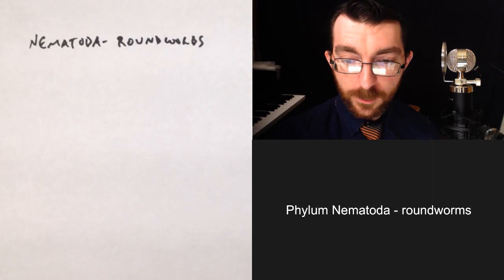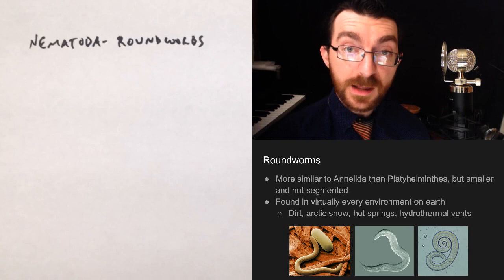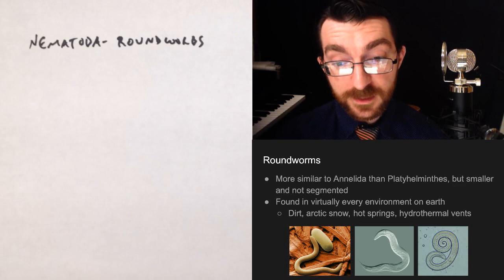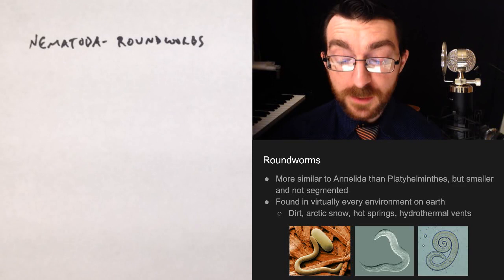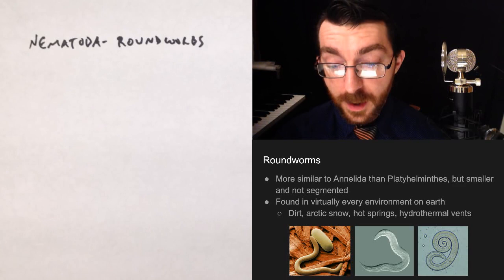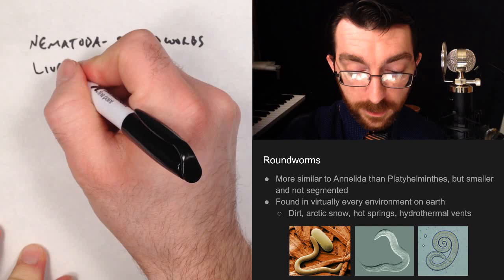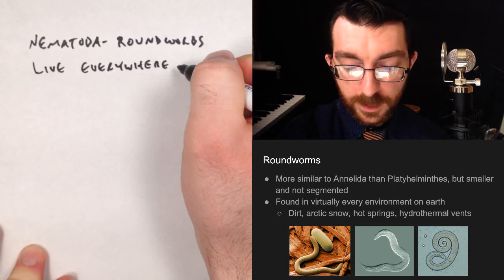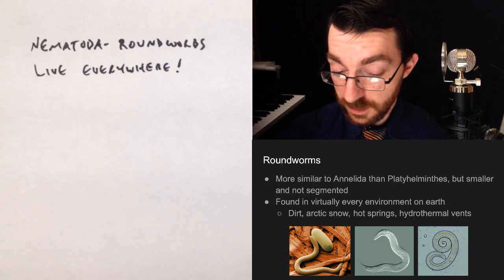So roundworms are more similar to Annelida, those are the segmented worms, than to the flatworms, but they're smaller and they're not segmented. So they resemble the segmented worms more, probably in their shape at least, but they're not segmented. And they're found in virtually every environment on Earth. Dirt, Arctic snow, hot springs, hydrothermal vents. So these guys live pretty much everywhere. I didn't mean that to sound as scary as it came out, because that makes it sound like there's one behind you. But that's not what I meant.